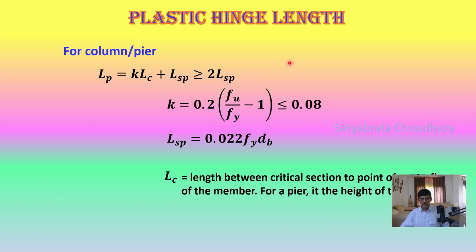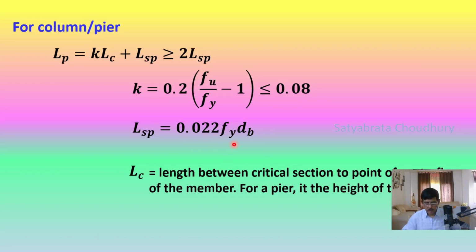For plastic hinge length calculation, formulae are available in the literature. For a column or pier, LP equals K LC plus LSP, which should be greater than or equal to 2 LSP. K is a factor given in terms of the ultimate stress divided by yield stress and should be less than or equal to 0.08. LSP depends on the yield strength of the rebar, and the diameter of the bar will be considered for calculation of LSP. LC is the length between the critical section and the point of contraflexure of the member, which for a pier is the height of the pier.